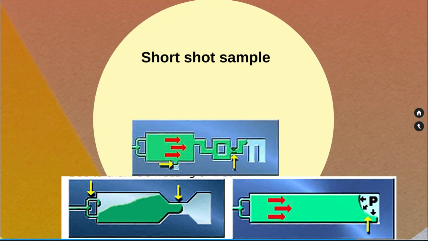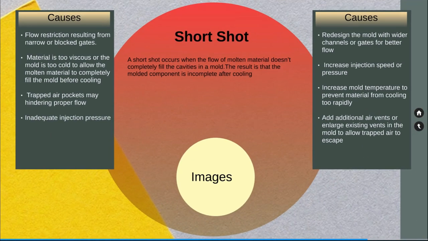So what are the causes of short? Flow restriction resulting from narrow or blocked gates. The material is too viscous or the mold is too cold to allow the molten material to completely fill the mold before cooling. And next, trapped air pockets may hinder the proper flow. And the last one is inadequate injection pressure.